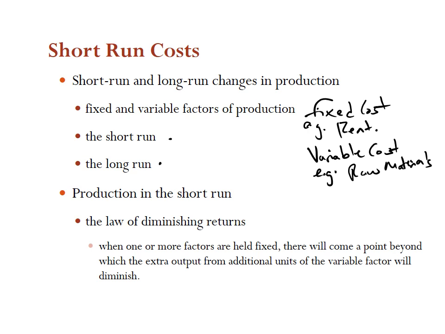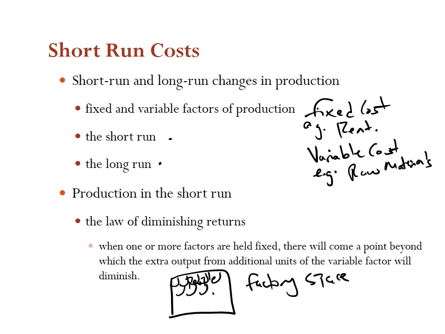What are we talking about? So think about it. One factor is held fixed. So maybe rent is fixed. Maybe our factory space is fixed. Okay, so let's say this is our factory space. And then we increase the other factors of production. Say we hire more people, and we keep hiring people. We don't increase floor space, we keep hiring people, right?